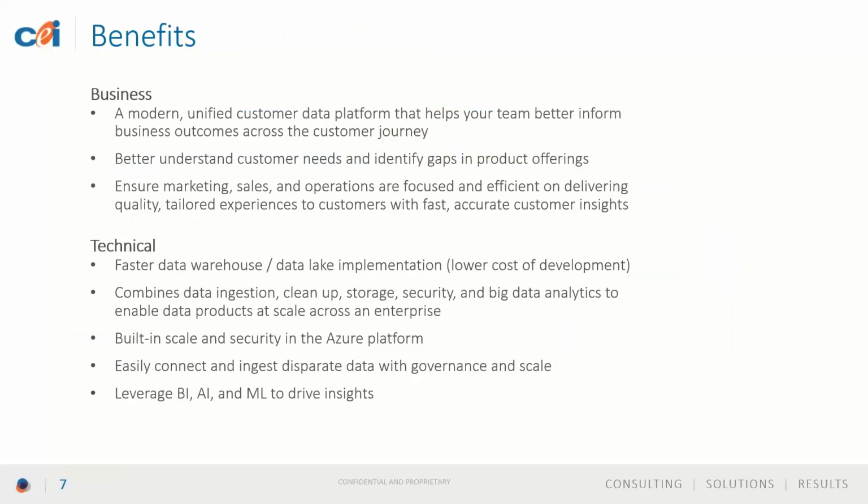So some of the benefits of doing so include both business benefits and, of course, technical benefits, right?